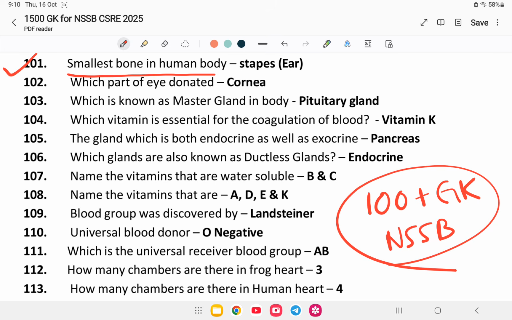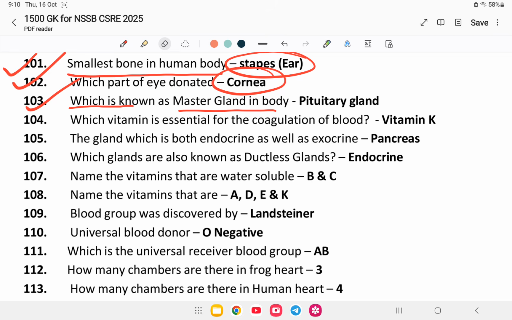The smallest bone in the human body is the stapes, the ear bone. Question number 102. Which part of the eye is known as the cornea? Which is known as the master gland? The pituitary gland. Next, 104. Which vitamin is essential for the coagulation of blood? Vitamin K. Coagulation stops further blood loss. Blood coagulates, and for that, vitamin K.